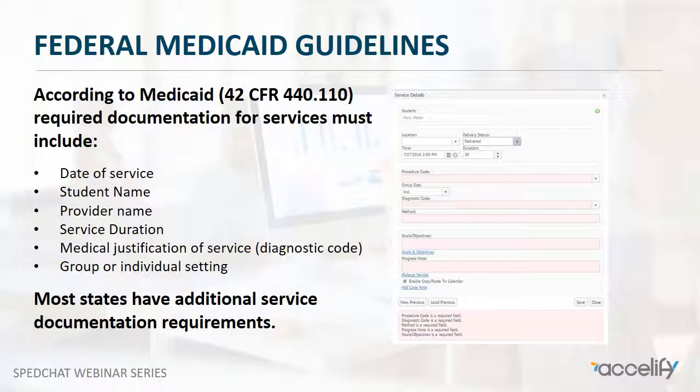Most states have additional service documentation requirements, and we've seen these become more refined over the years, especially when it comes to making sure that those services are leading towards progress and that the service is actually helping the student develop along with the IEP. Goals and objectives and progress notes that relate back to those goals and objectives are increasingly becoming important in service documentation. And as you can see in this image on the right-hand side of the slide, this is pulled from one of our systems where goals and objectives and progress notes are required fields for service documentation based off of state guidelines.